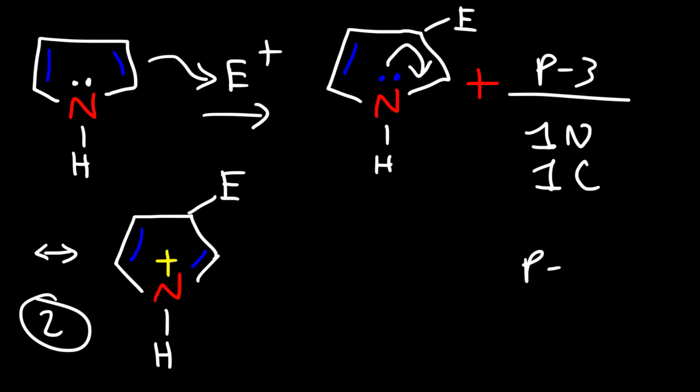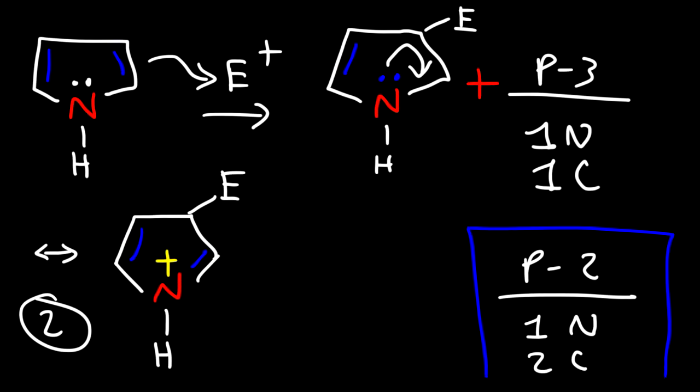Whereas if we put it on position 2, we can put the positive charge on 1 nitrogen and 2 carbon atoms. And so this is a better situation. That's why the attack prefers to occur at position 2 as opposed to position 3.